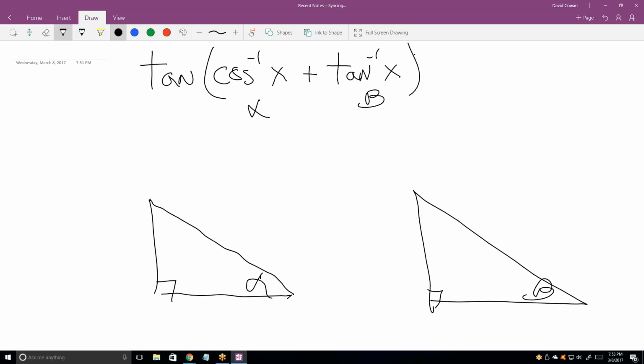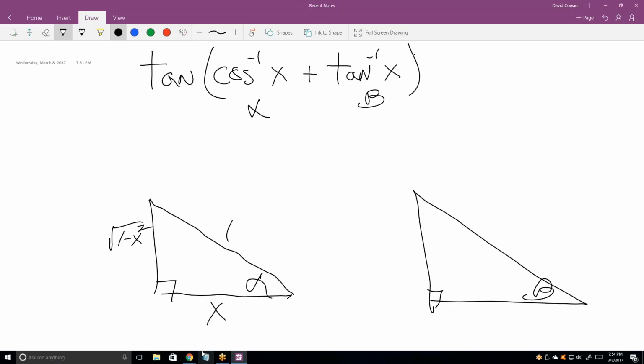Dimension the one on the left. So alpha becomes: the adjacent side is x, the hypotenuse is 1, and the opposite side becomes root 1 minus x squared. And notice why we're going to need that opposite side.